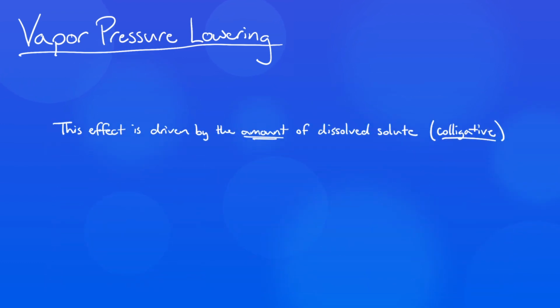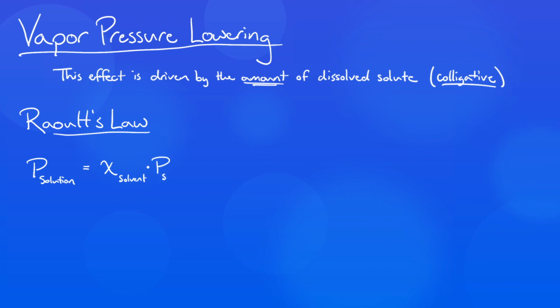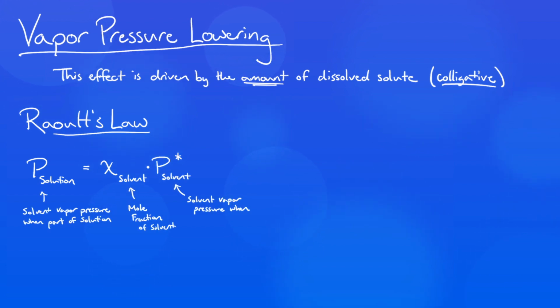In fact, there's a simple relationship called Raoult's law that shows how vapor pressure is predicted to change as a solution gets more and more concentrated. Adding more solute will decrease the solvent's mole fraction here, so hopefully we can see that the vapor pressure will get lower and lower with more solute, according to this equation.